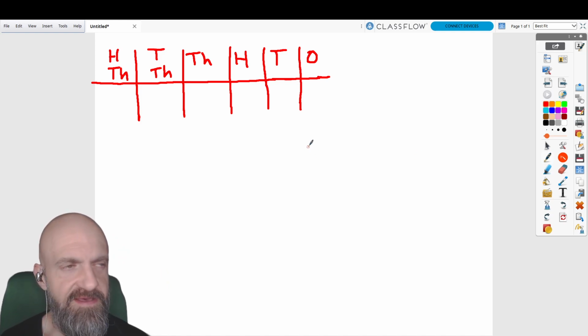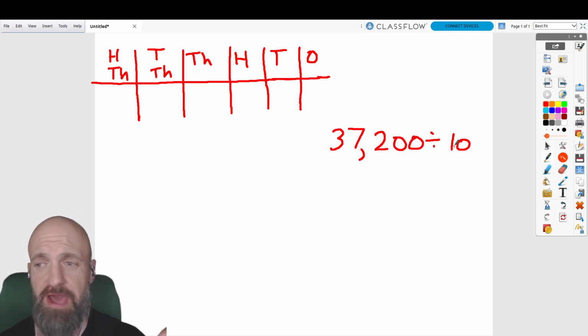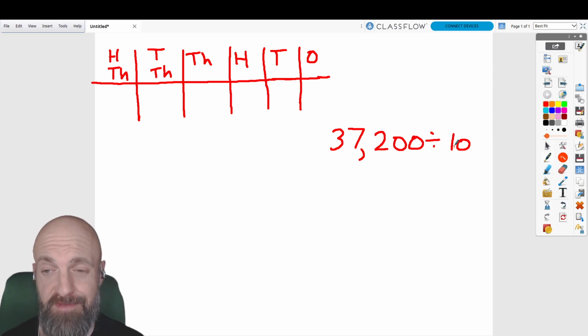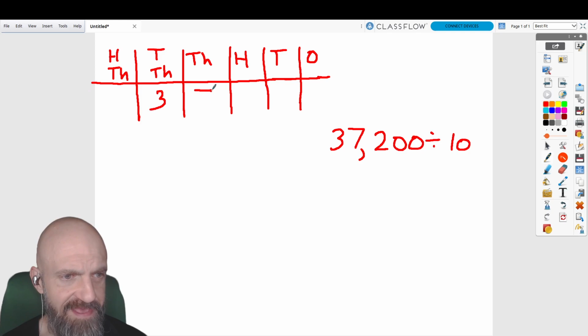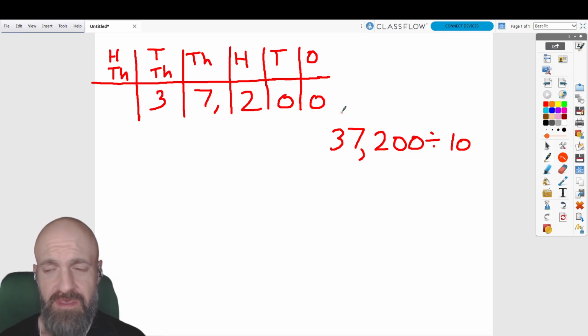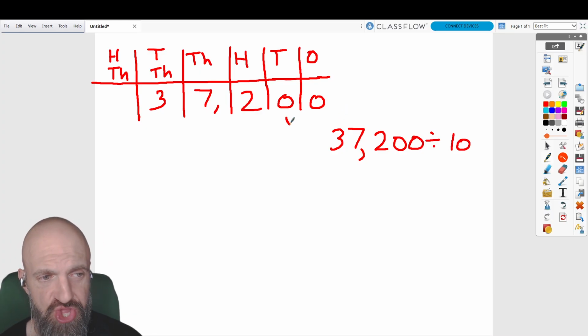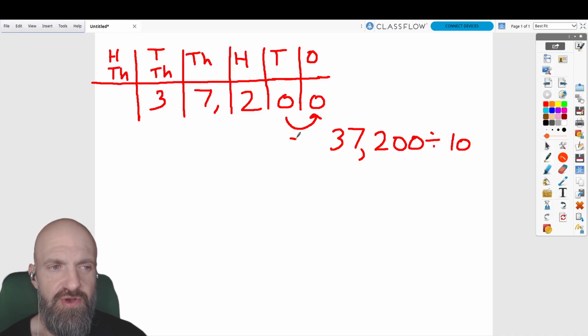Let's say we had 37,200 divided by 10. So this is very much related to the other way that we did this with multiplication. We're just going the opposite way. So we're going to start by putting our original number on the chart. 37,200. Now, when we divide by 10, we're actually not going to the left. We're going to go to the right, because each time we shift over a place to the right, we say that we're dividing by 10, which is the same as multiplying by 1/10.